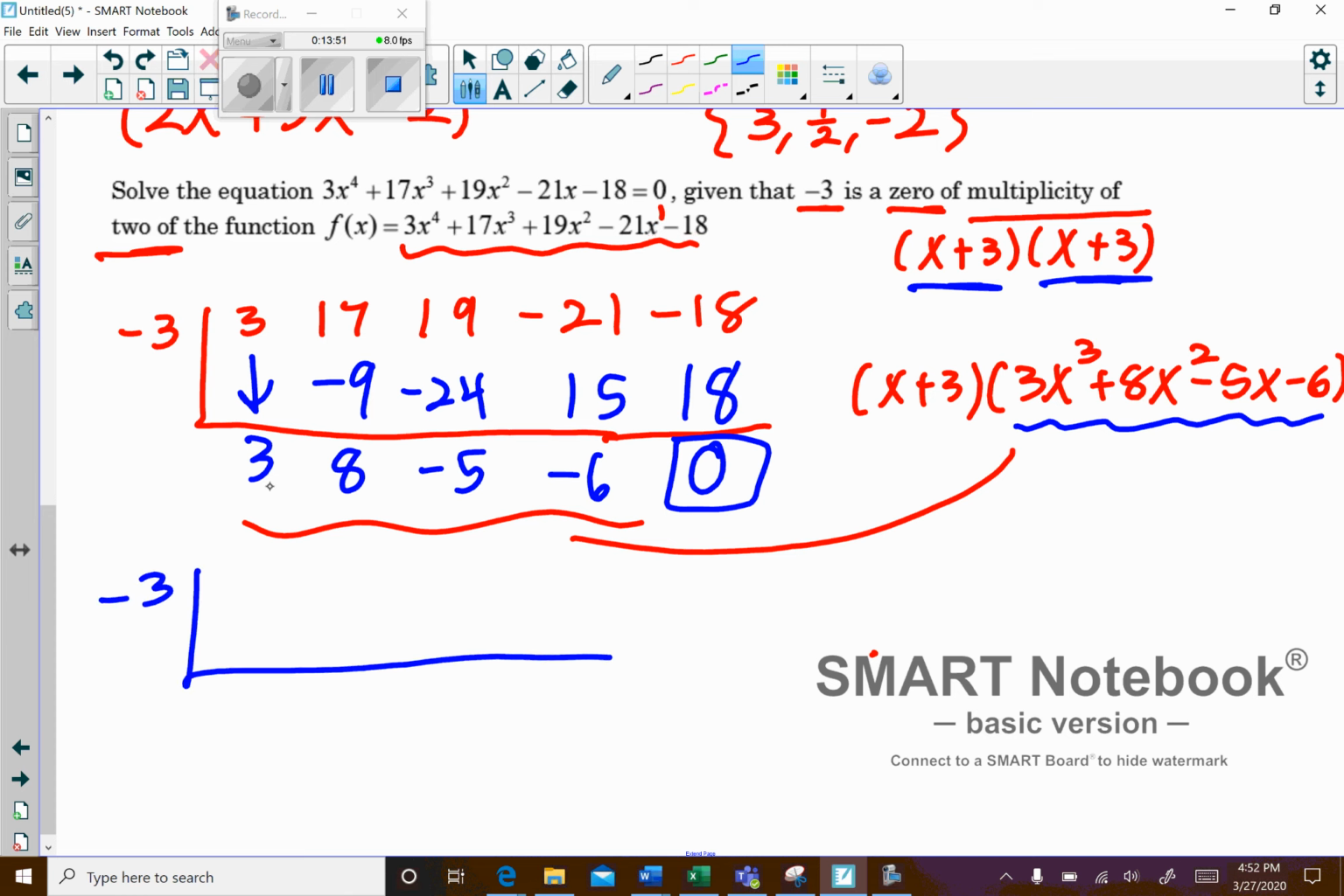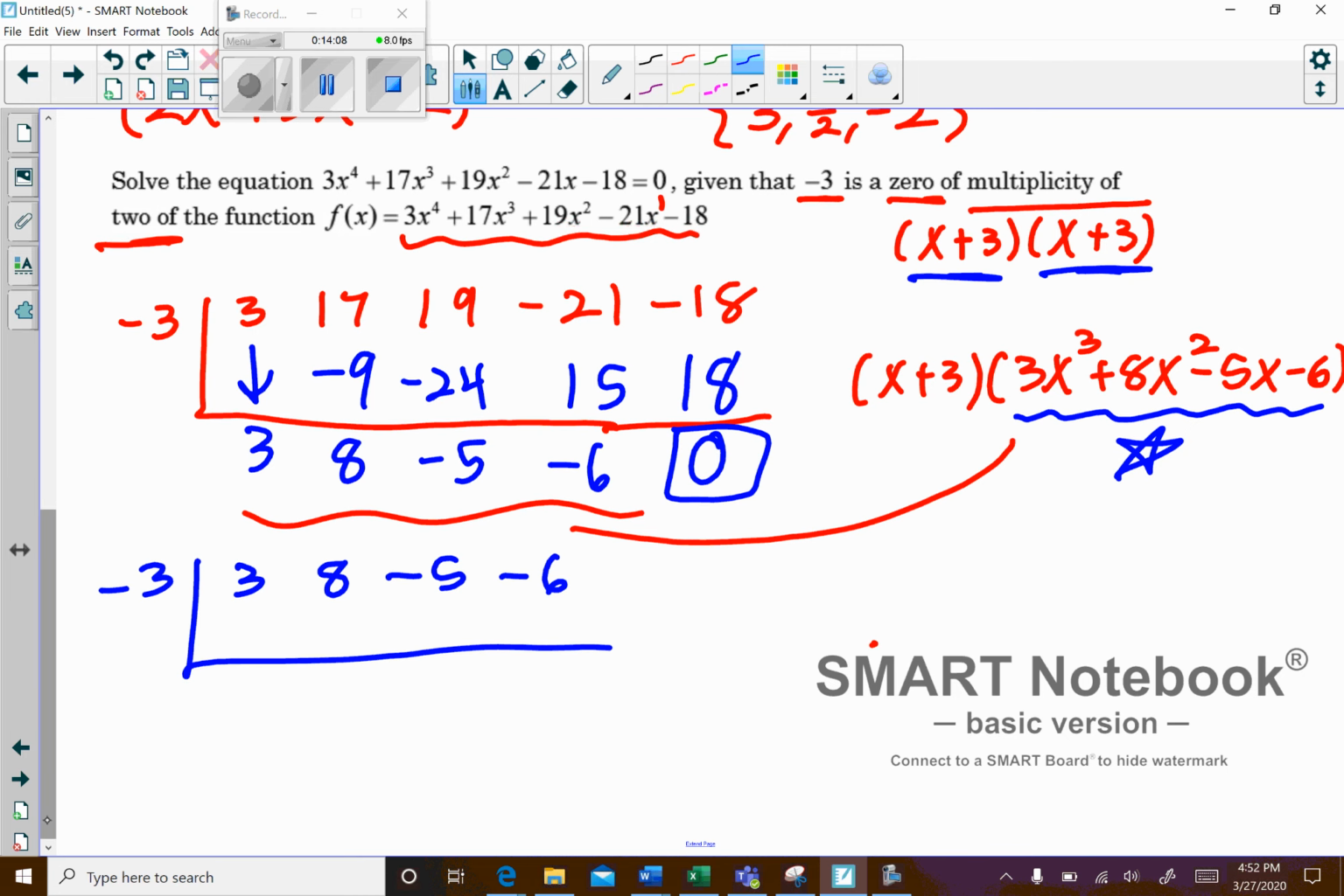So put my negative 3. I'm going to take those values that I received from the first time I did it. Okay, and just don't worry about that 0. So I'm taking those numbers right there. I'm basically getting it from right over here. And I should get a remainder of 0 again. So let's see if that happens. Okay, so we're going to drop the first one.